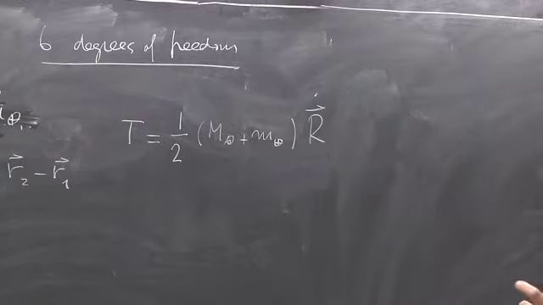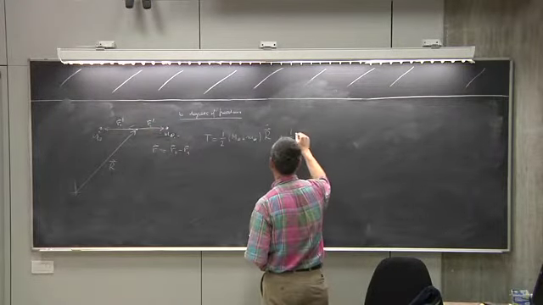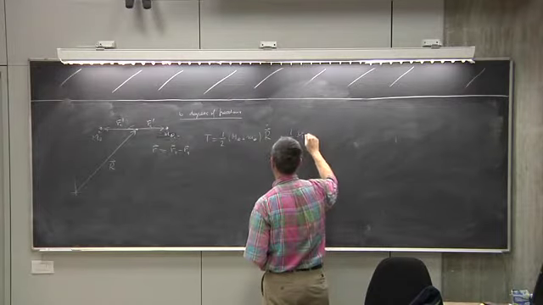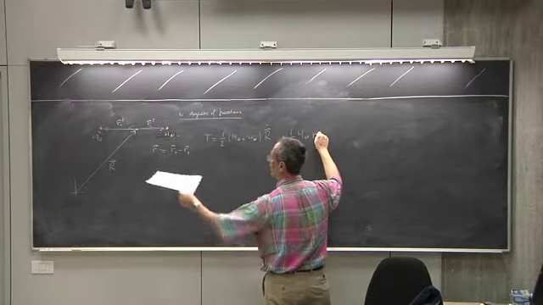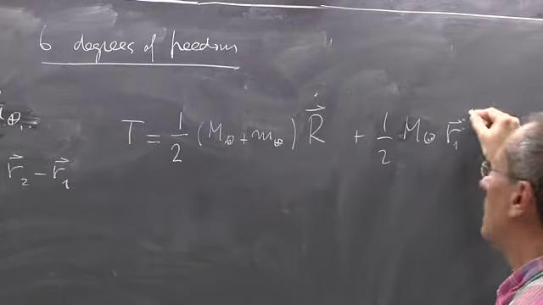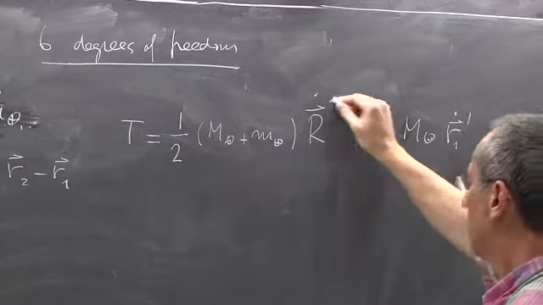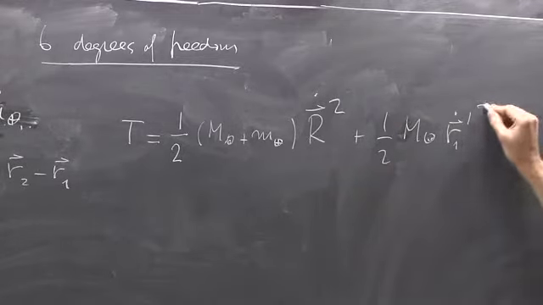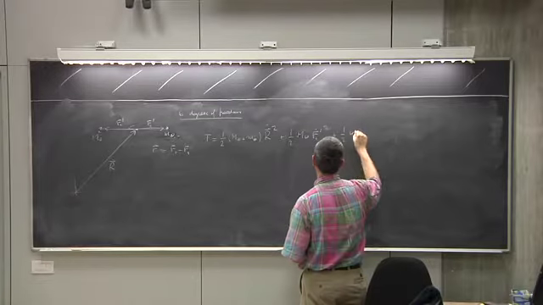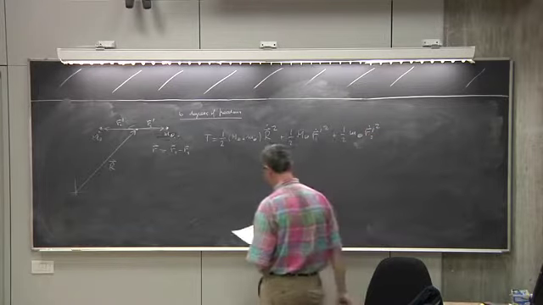Then I have the kinetic energy with respect to that point, and that's why I wrote it with these 2 vectors, because now I can easily write it. So I guess that's the Sun, 1/2 m1 R1 prime dot squared, plus 1/2 m Earth R2 prime dot squared.